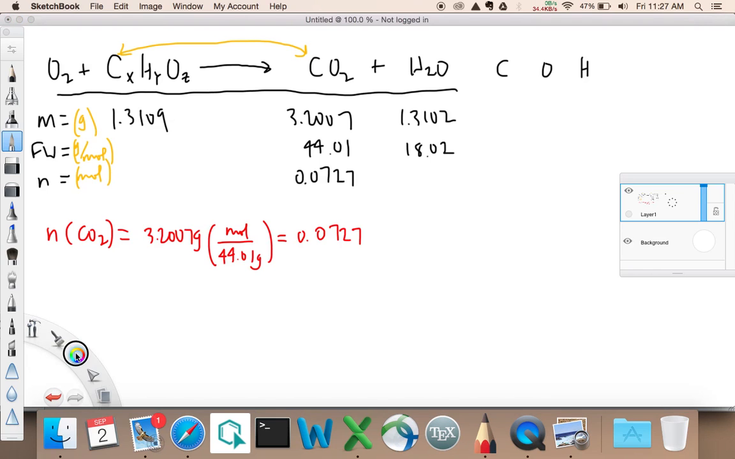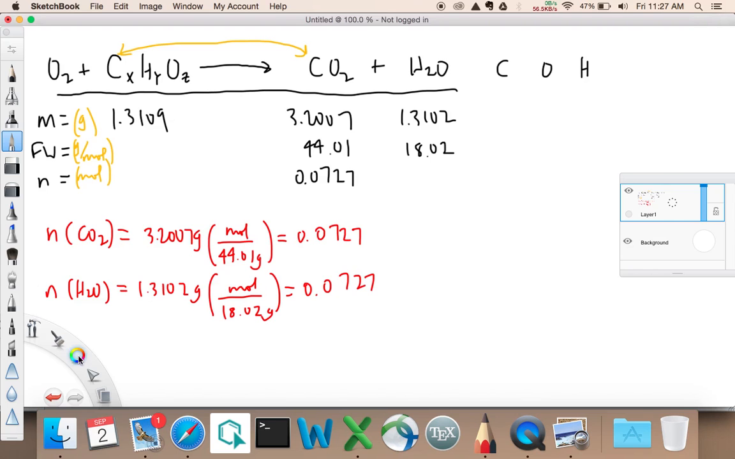Let's go back to this now. The moles of water are equal to 1.3102 grams per mole equals, just a minute here, 1.3102 divided by 18.02 equals the same number, 0.0727. Okay.